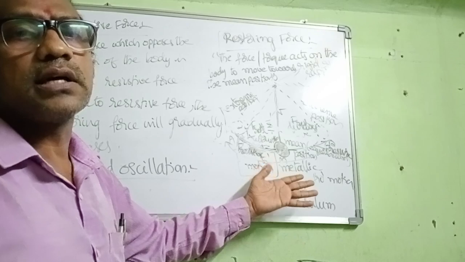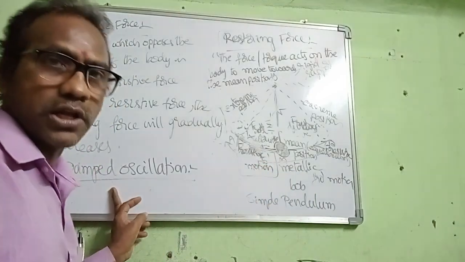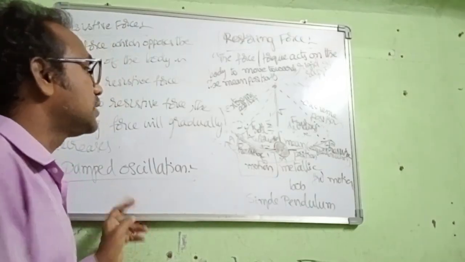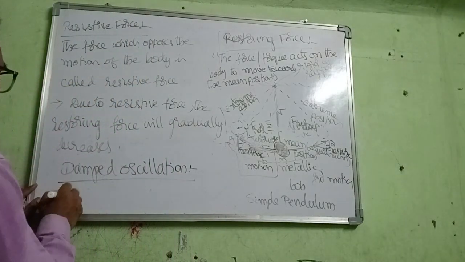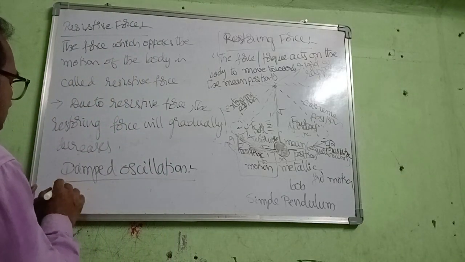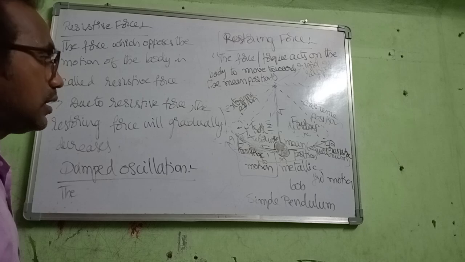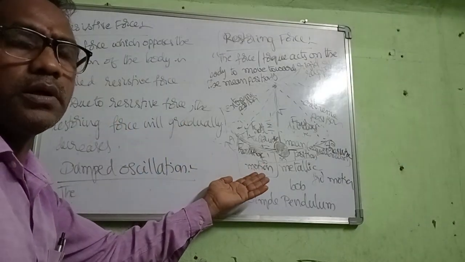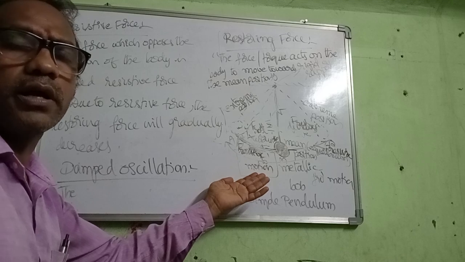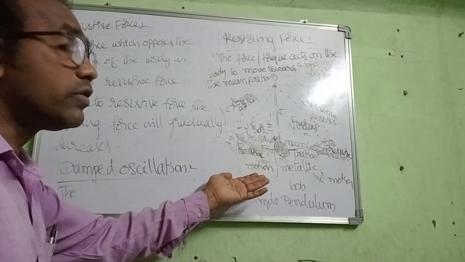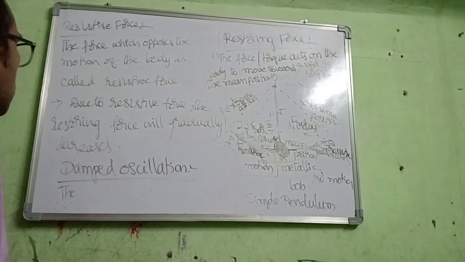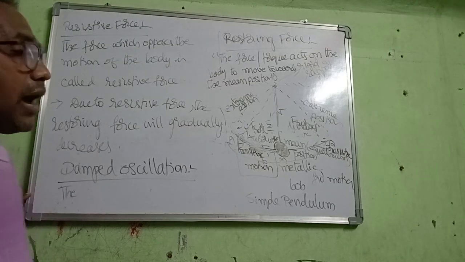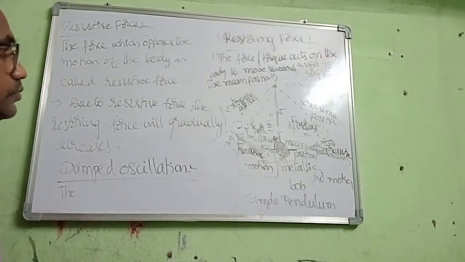So oscillations will be stopped, no more oscillations, it comes to rest. So those oscillations are called what? Damped oscillations. Okay. So damped oscillations are nothing but oscillations that gradually decrease and come to rest. After some time, the oscillations made by the simple harmonic oscillator become zero and stop. So those oscillations are called damped oscillations.